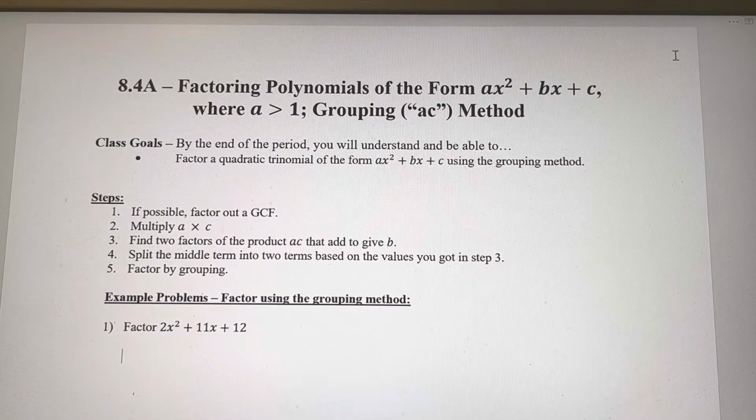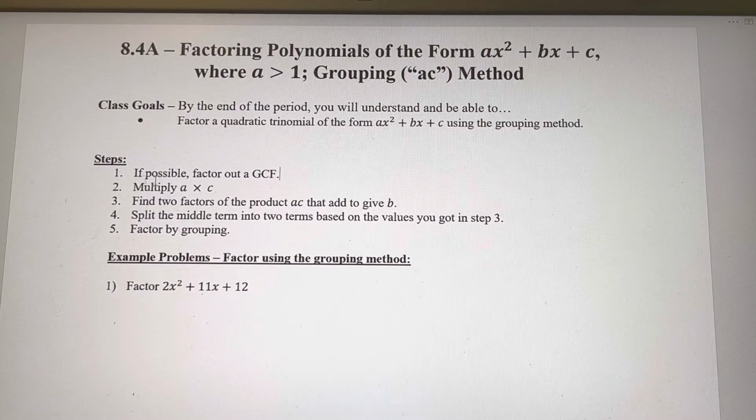All right, so in this video, we're going to continue forward with the factoring by grouping of quadratic trinomials, also known as the AC method. The big difference here is that we're going to have a leading coefficient that is greater than 1. Doesn't change the process, but just makes the factors look a little different than it did when the leading coefficient was 1. Steps are exactly the same.